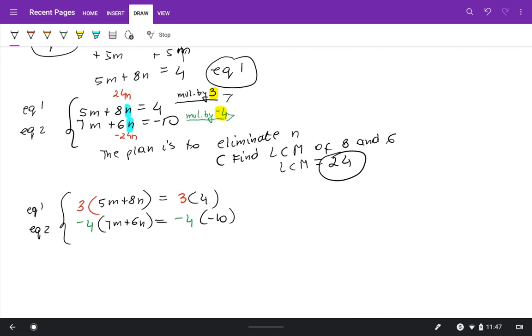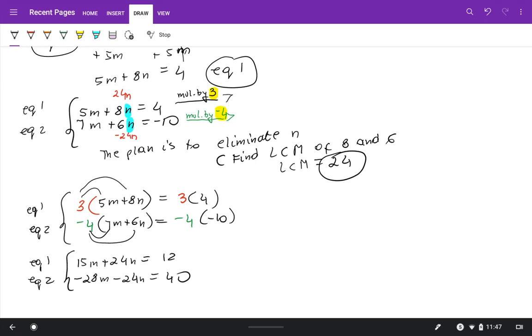Let us simplify, distribute 3 to both. So we end up with 15m plus 24n equal 12. This is equation 1. And here we end up with negative 28m minus 24n equal 40, equation 2. So now look what happened. After doing that step, we finally have opposite coefficients in front of the variable n. So our next step will be to add the equations together.